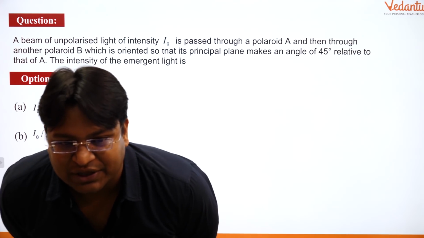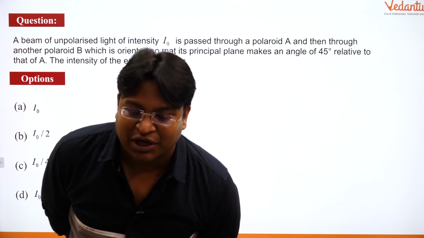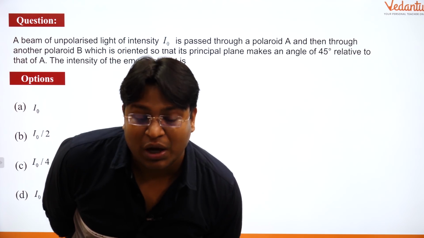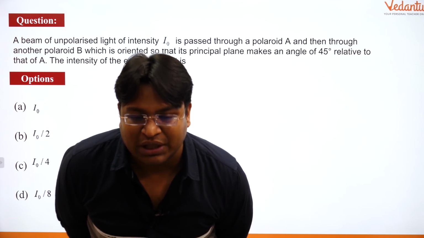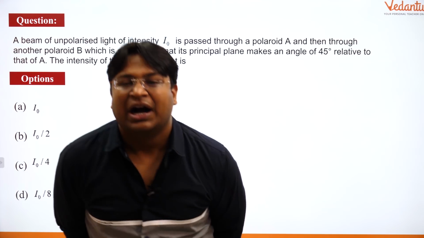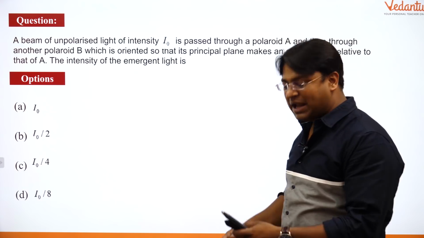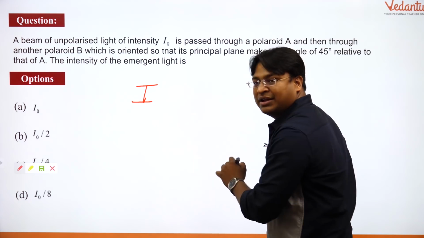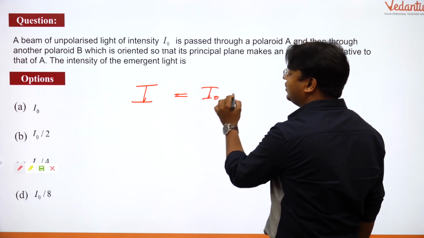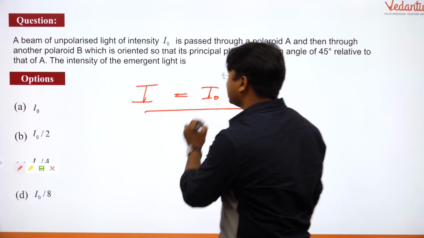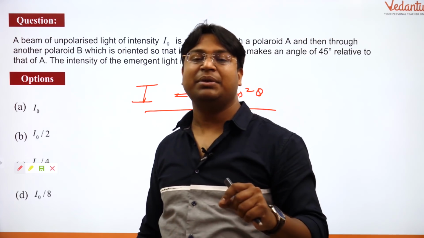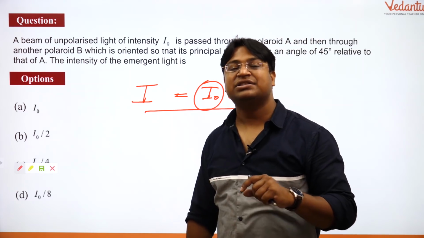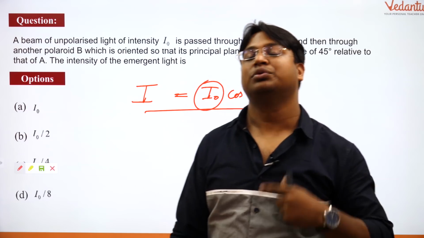A beam of unpolarized light of intensity I naught is passed through a Polaroid A. Fine. So unpolarized light passed through a Polaroid, the intensity will become half. Let's move ahead. And then through another Polaroid, which is oriented so that its principal plane makes an angle of 45 degrees with that. I think it's a very straightforward question. Simple application of Malus's law. Malus's law says that intensity will be I naught into cos square theta. So what is I naught here? I naught is the intensity of the beam after crossing the first polarizer or first Polaroid. Alright, and what is I? I is the intensity after the beam has moved through the second Polaroid.